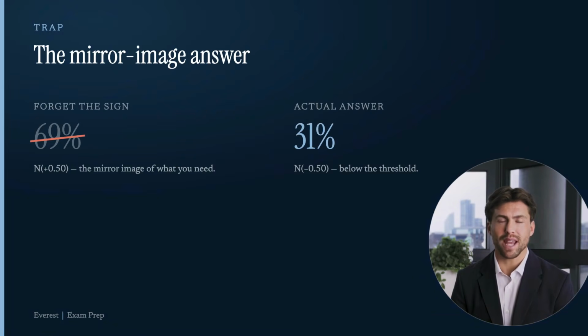Miss that negative sign and you'll report 69% instead of 31. That's the wrong answer, dressed up as a right one, because you looked up the mirror image of the number you actually needed. One more connection worth knowing.